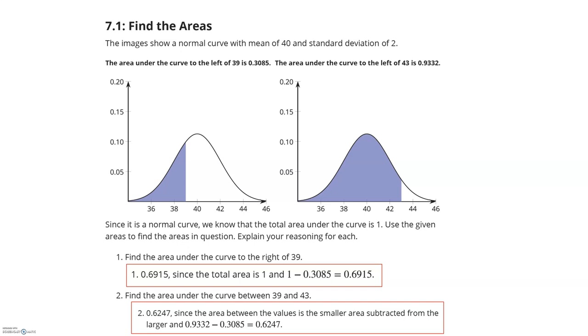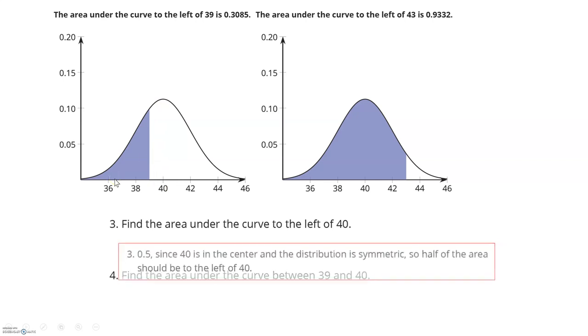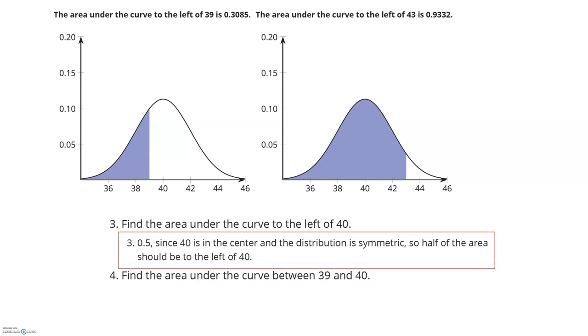So you are working with whatever you're given, okay? You're not figuring anything out in terms of these areas. Okay, let's move on. The next one says find the area under the curve to the left of 40. I think this one should be pretty straightforward, right? This is a bell shape, so by now you should know that if I cut it in half, the area will be 50%. So that's right, the area is 0.5.